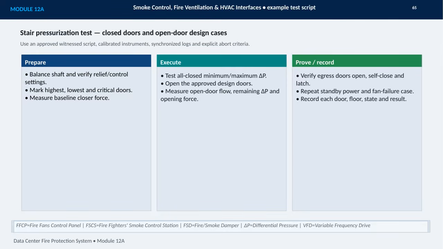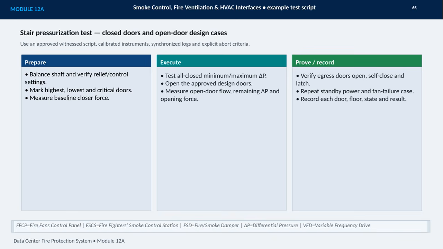This slide presents an example test script for stair pressurization, covering both closed-door and open-door design cases. The central idea is that the test must be controlled, witnessed, and repeatable, using an approved script, calibrated instruments, synchronized logs, and clearly defined abort criteria. The objective is to demonstrate safe performance under the actual design conditions, not simply to capture one pressure reading.